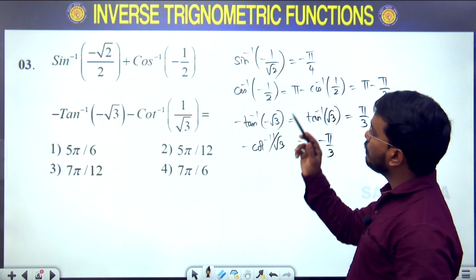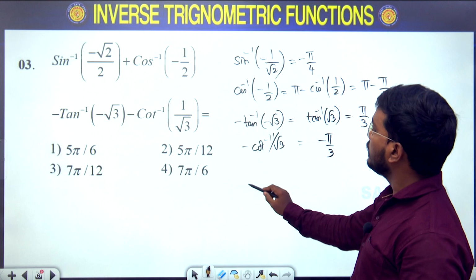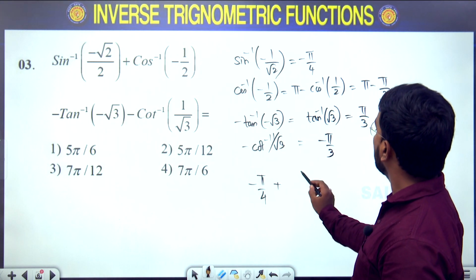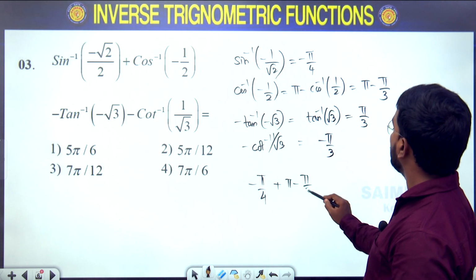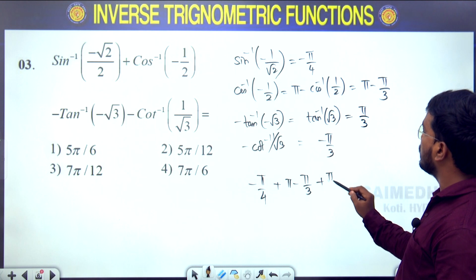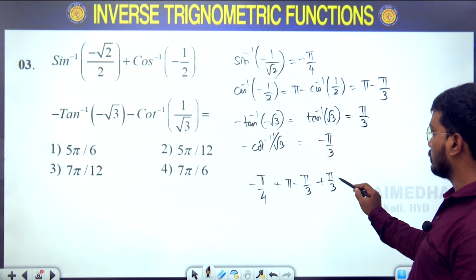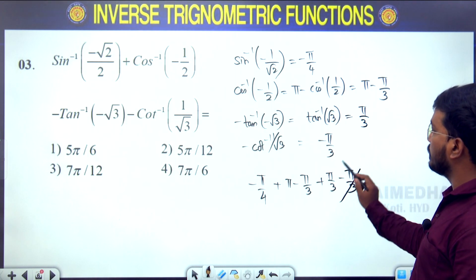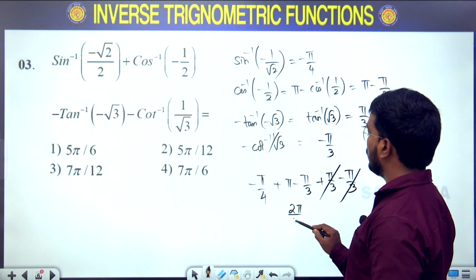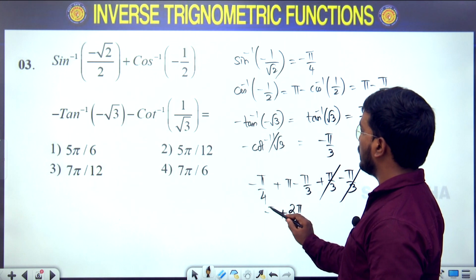So what do we have now? In the first one, sine inverse gave minus 45 degrees. Then we have plus pi minus pi by 3. And then minus into minus will become plus, so plus pi by 3. And the last one, minus pi by 3. Minus pi by 3 plus pi by 3 gets cancelled. Pi minus pi by 3 is going to become 2 pi by 3. 2 pi by 3 plus, and we have minus pi by 4.